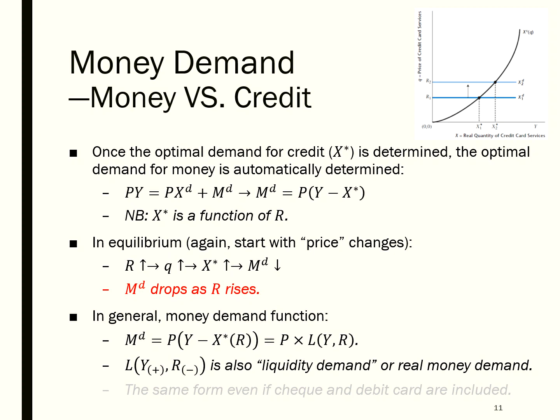Sometimes we call this L function the liquidity demand or real money demand, but it's basically the same thing as this L bracket Y comma R bracket. And this is just a function of these two variables.